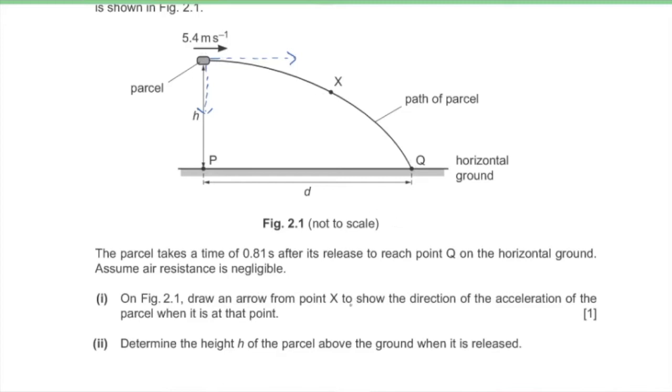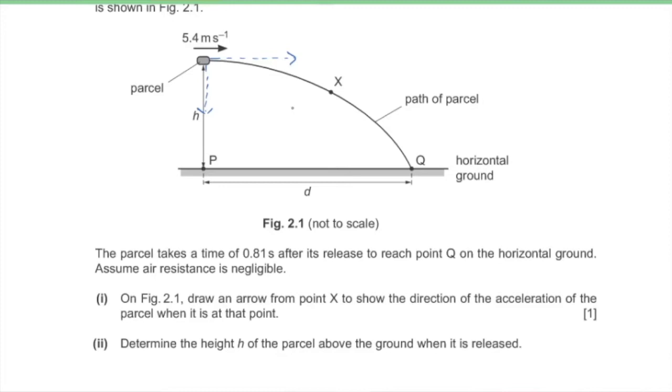Part 1, on figure 2.1, draw an arrow from point X to show the direction of the acceleration of the parcel when it is at that point. Since the parcel is in projectile motion, it has a horizontal component and a vertical component of motion. The horizontal component has a constant velocity throughout, meaning there is no acceleration and no resultant force horizontally, while in vertical motion there is acceleration due to gravity, g, which is 9.81.